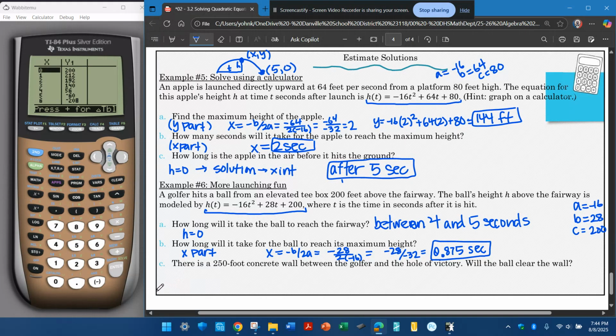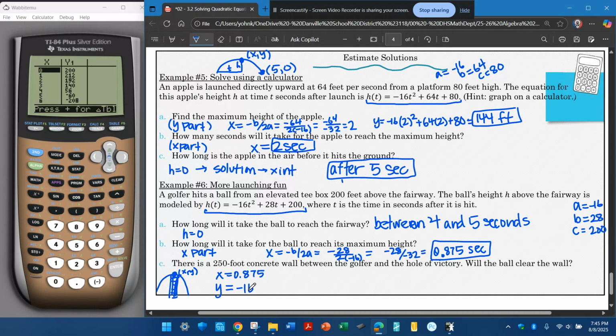So I'm hitting the ball, and there's a wall in the way, and I want to know, will my ball clear the wall? Well, if I can figure out what the maximum is of my vertex, then I can see if I'll hit it or not. So I already know that the x part of my vertex was 0.875. I need to find the y part of my vertex to see what the highest part is of my golf ball's path, and then I'll be able to see if it clears the wall.